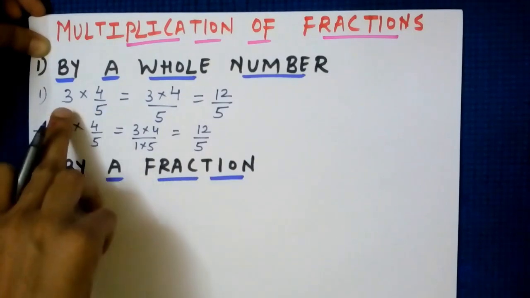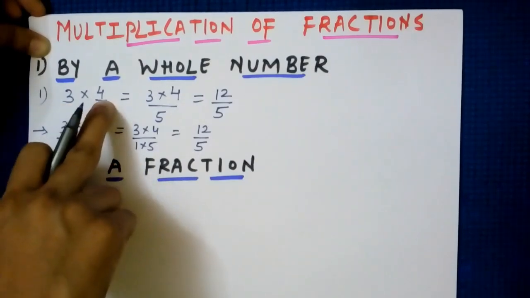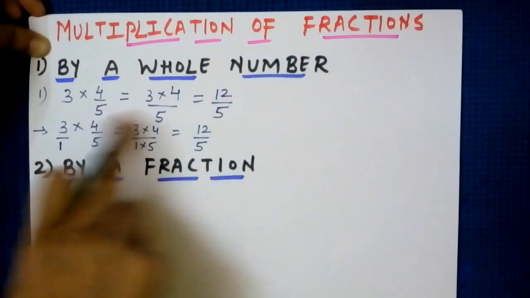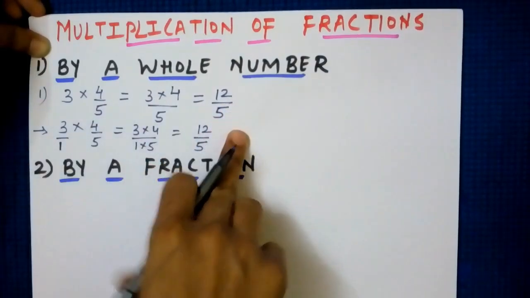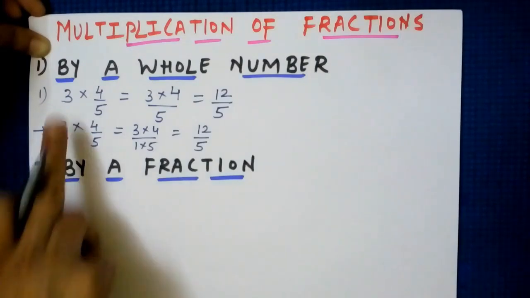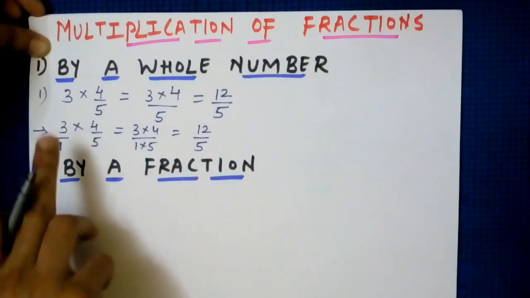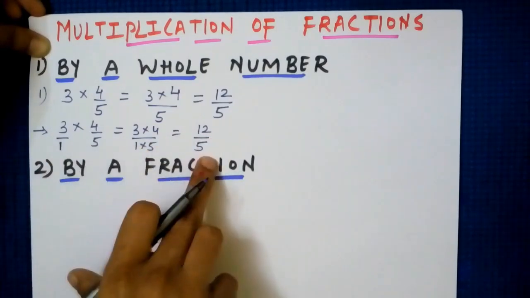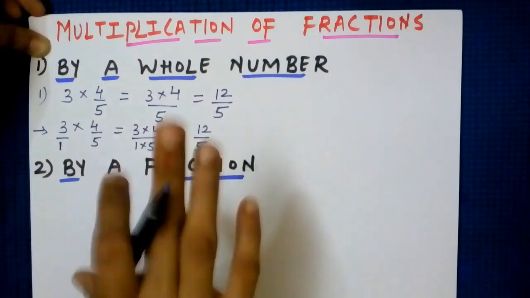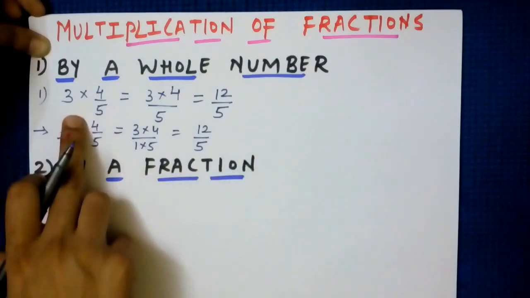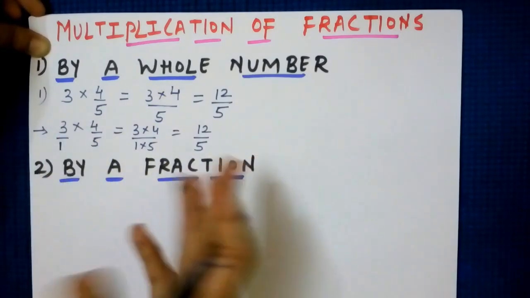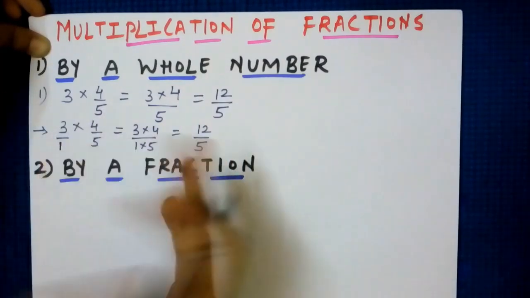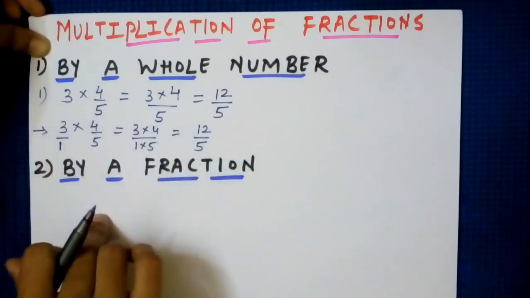Directly you can multiply. This 3 will get multiplied with the numerator, that is 4. So 3 fours will be 12 and the denominator is 5, so that you need to keep. So 12 upon 5. Or if you are getting confused, you can take 1 in the denominator. So 3 multiplied by 4 will give you 12 and 1 multiplied by 5 will give you 5. So both ways the answer is the same. Now sometimes the whole number is given on the right side. Sometimes it is given on the left side, sometimes on the right side. On whichever side it is given, the method is the same.